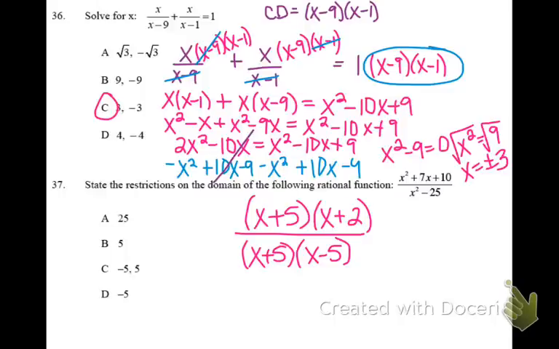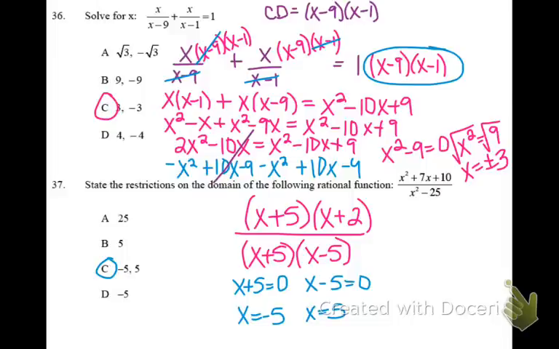Oh boy. So you don't cancel things out. Instead, you're just looking at that denominator to see when it equals 0. So you have x plus 5 equals 0 and x minus 5 equals 0. So you get x equals negative 5 and x equals 5. So your two restrictions are positive 5 and negative 5. Be careful with canceling things out.